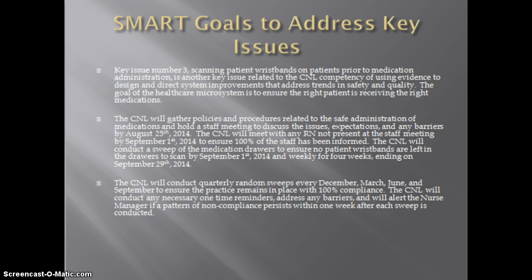The CNL will conduct quarterly random sweeps every December, March, June, and September to ensure the practice remains in place with 100% compliance. The CNL will conduct any necessary one-time reminders, address any barriers, and will alert the nurse manager if a pattern of non-compliance persists within 1 week after each sweep is conducted. I chose 100% compliance again for this SMART goal because of the importance of ensuring that the proper patient is receiving the proper medication. I also put in there to notify the nurse manager if 100% compliance is not reached, because if there is a pattern of non-compliance, that would indicate a performance issue that would need follow-up, potentially disciplinary action.